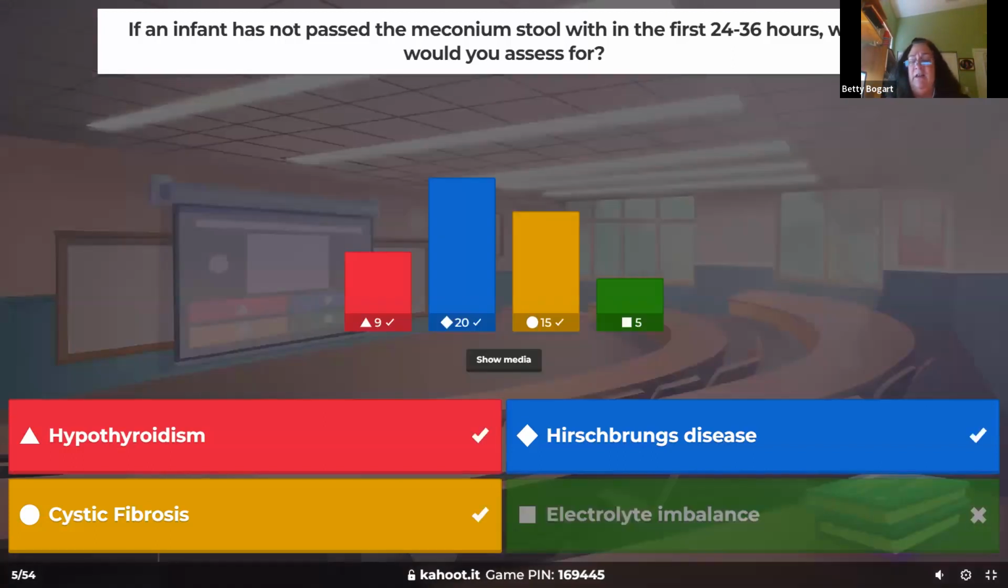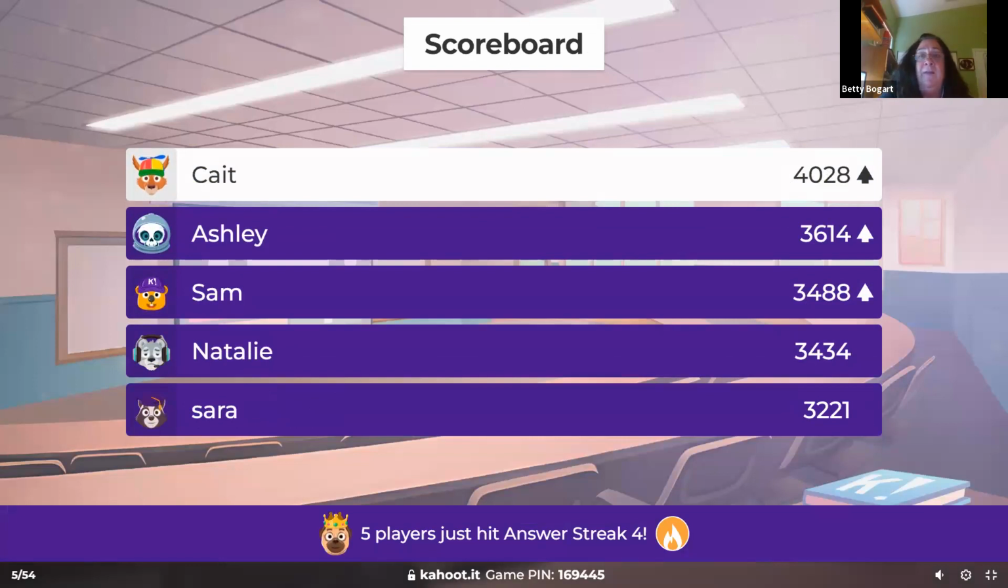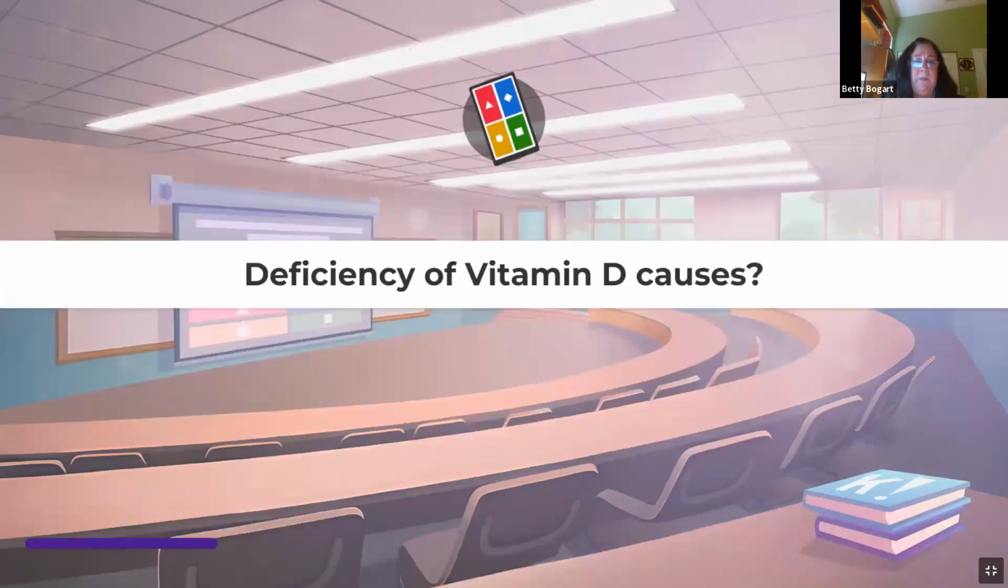So electrolytes really have nothing to do with it. We're going to look out for these conditions: hypothyroidism, cystic fibrosis, and Hirschsprung's. Because remember, it is all about nutrition. They're not getting the proper nutrition. We need to maintain that, or cognitively they're not going to be there, and they're not going to grow the way they should.